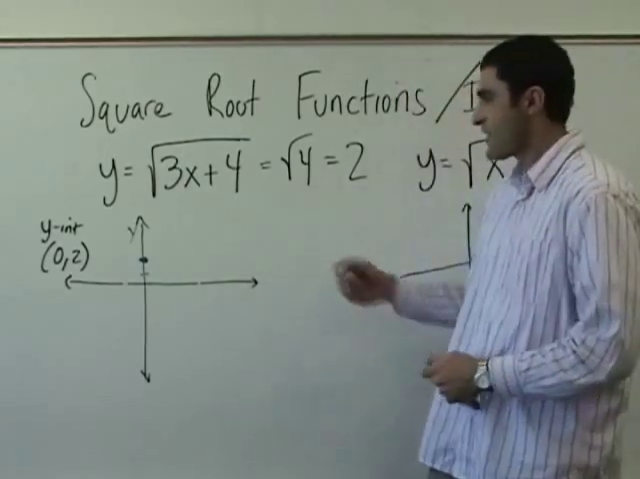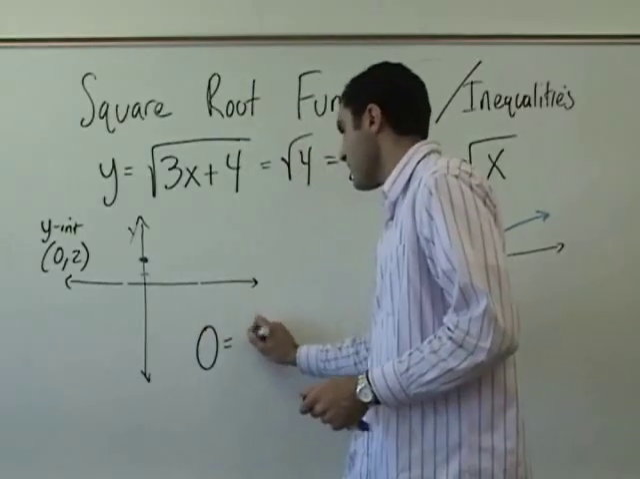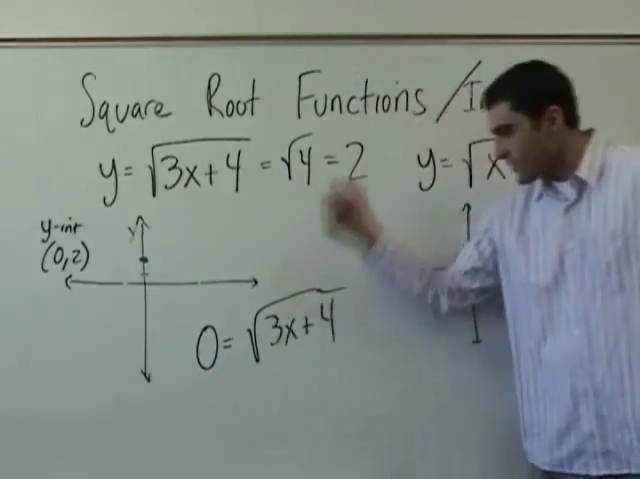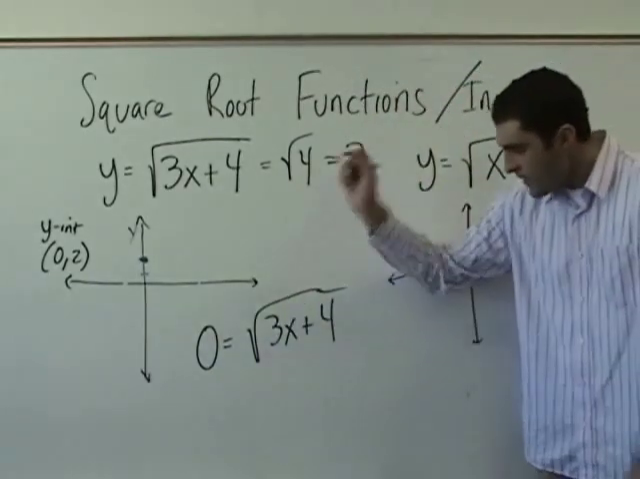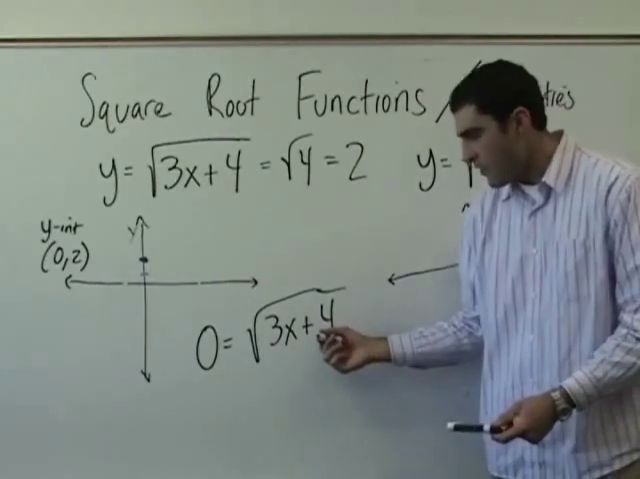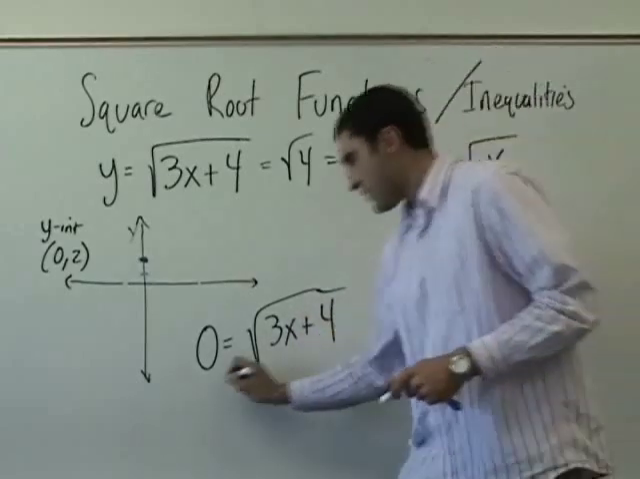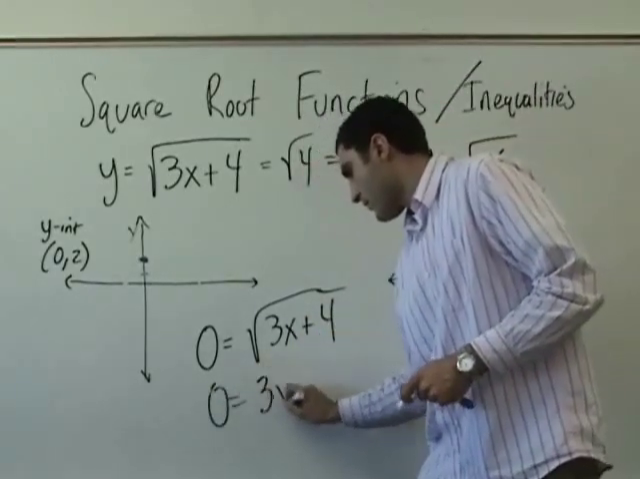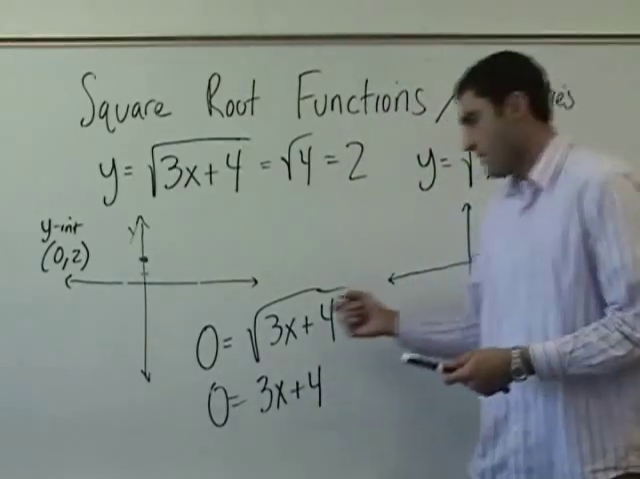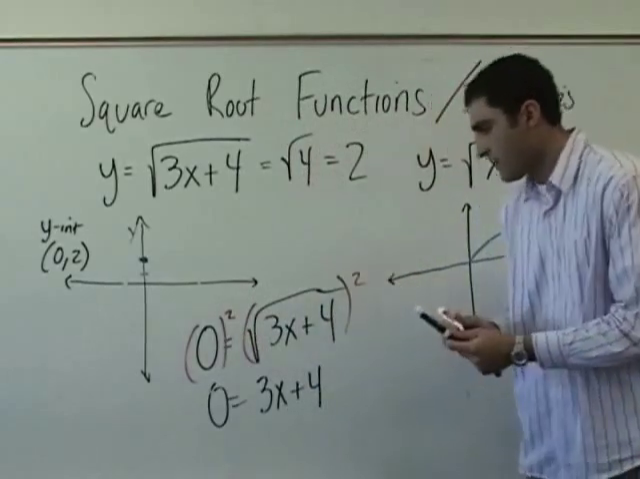Okay, so let's do it. Y is 0. 0 equals the square root of 3x plus 4. And we solve. Square both sides. What do we get? Are you guys just writing or thinking? No, square both sides. Oh, okay. Wait, I'm confused.